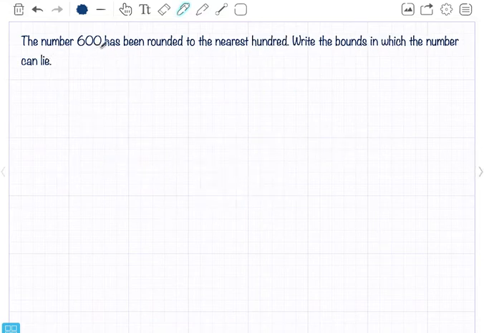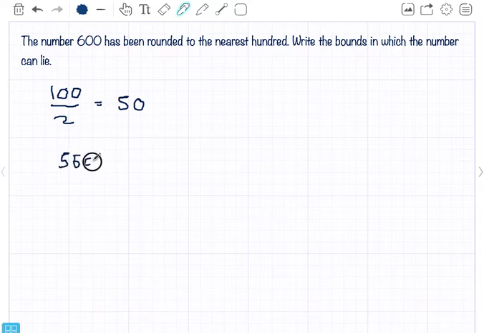So the number 600 has been rounded to the nearest 100. So straight away, I take 100, nearest 100. I divide by 2, and I get 50. I take 50 away from 600. Get 550. I'll write 600 here because that's the rounded number, and then remember the inequality sign here is just less than, and 50 plus 600, 650. And that's a simple way to do it.